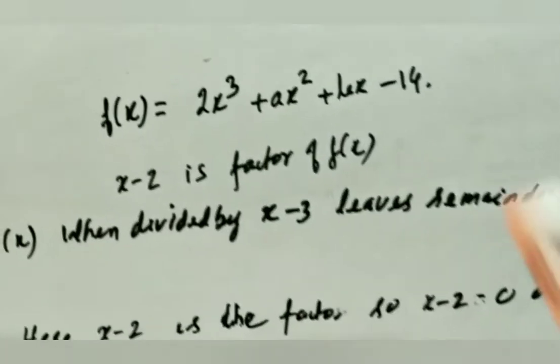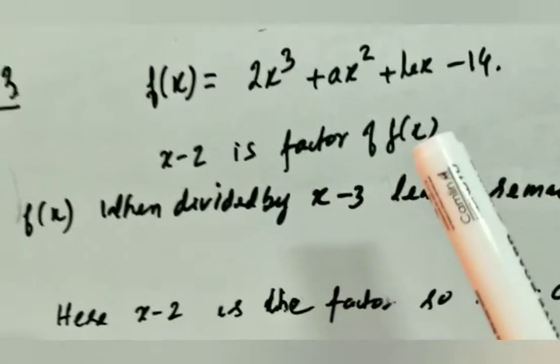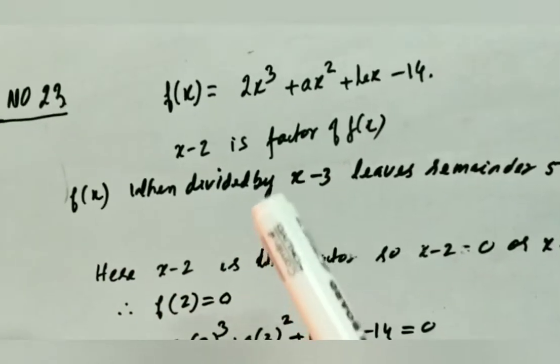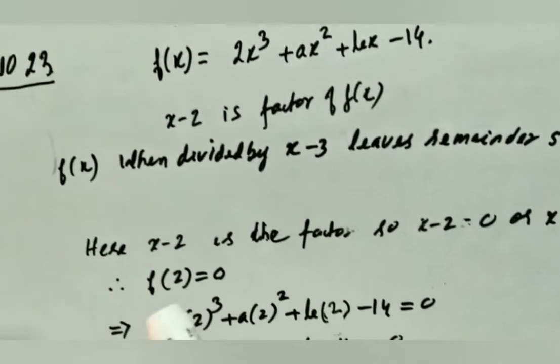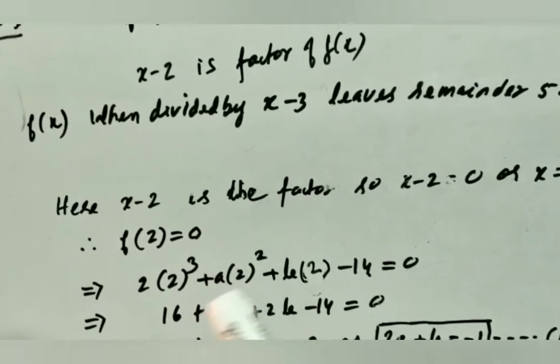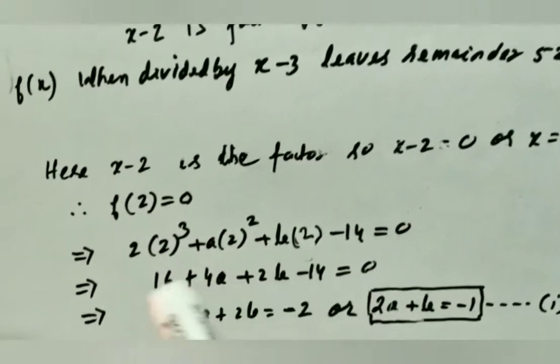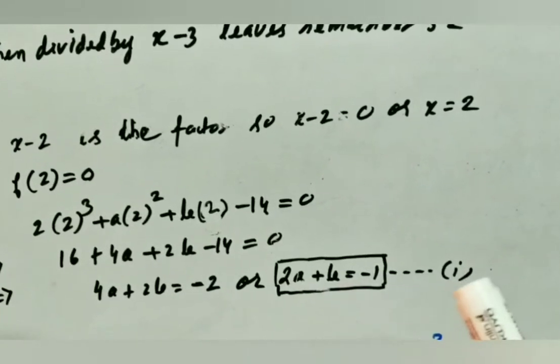So another very important question. Here f(x), and x minus 2 is a factor, it is given. So x minus 2 is equal to 0, x is equal to 2, f(2) will be 0. So 2 times 2 cube plus a times 2 square plus b times 2 minus 14 is 0. After simplifying this, I get this equation, 2a plus b is equal to minus 1, the first equation.